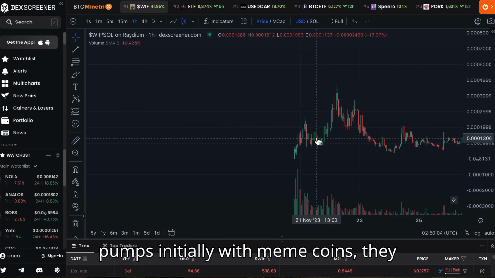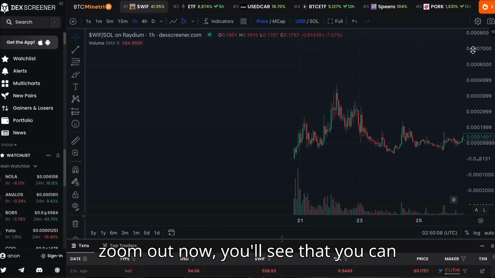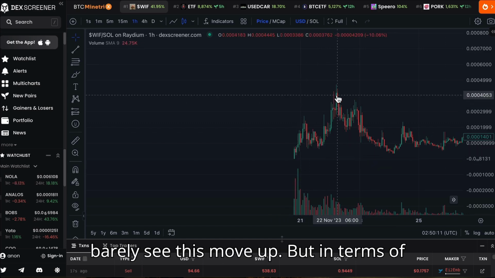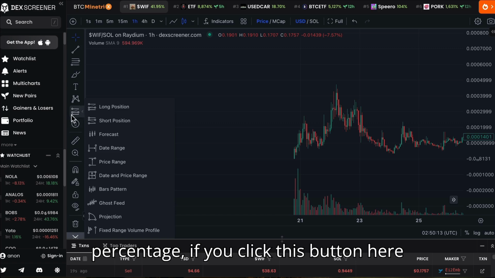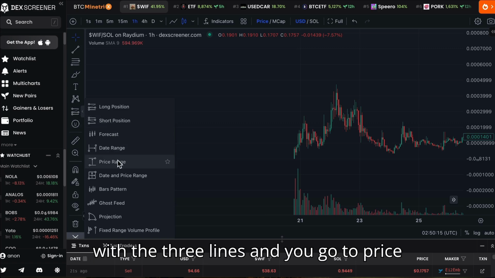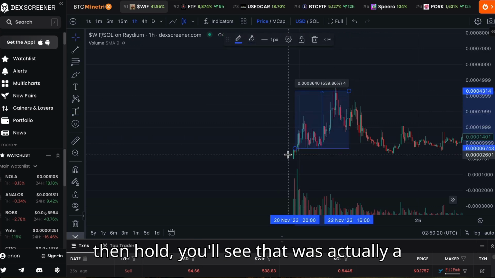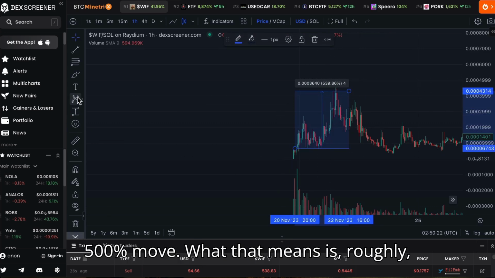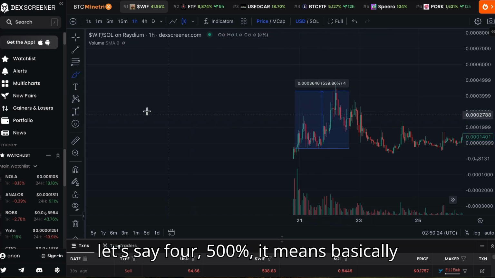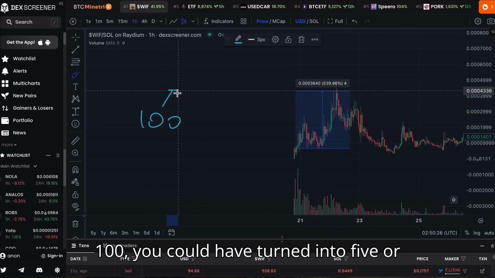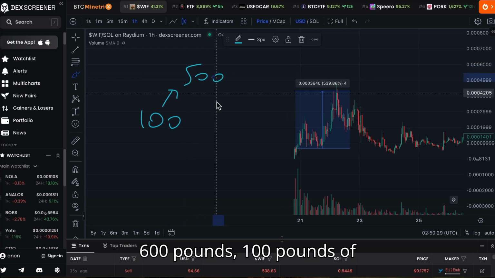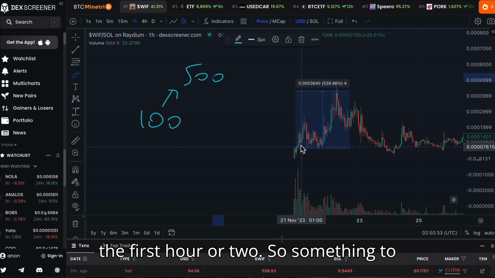Next, these pumps initially with meme coins, they don't look like much on the chart. When I zoom out now, you'll see that you can barely see this move up. But in terms of percentage, if you click this button here with the 3 lines and you go to price range, and then you click, drag up, and then hold, you'll see that was actually a 500% move. What that means is, roughly, say 500%. It means basically $100 you could have turned into $500 or $600, basically, if you got in here in the first hour or two. So something to note there.